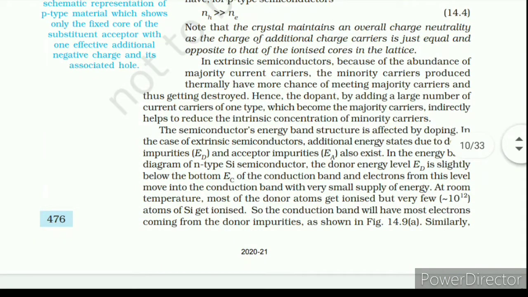14.5 PN junction. A PN junction is the basic building block of many semiconductor devices like diodes, transistors, etc. A clear understanding of the junction behavior is important to analyze the working of other semiconductor devices. We will now try to understand how a junction is formed and how the junction behaves under the influence of an external applied voltage.